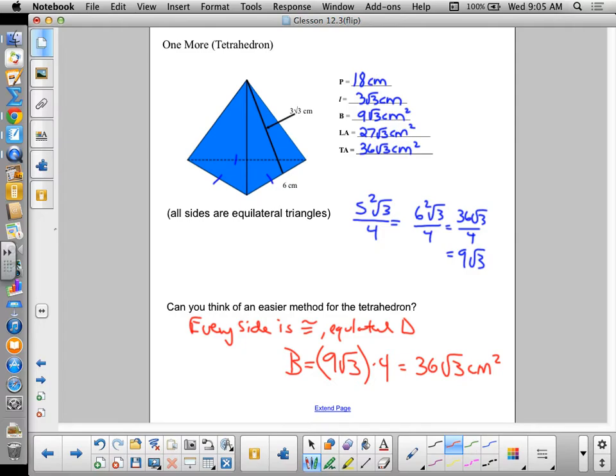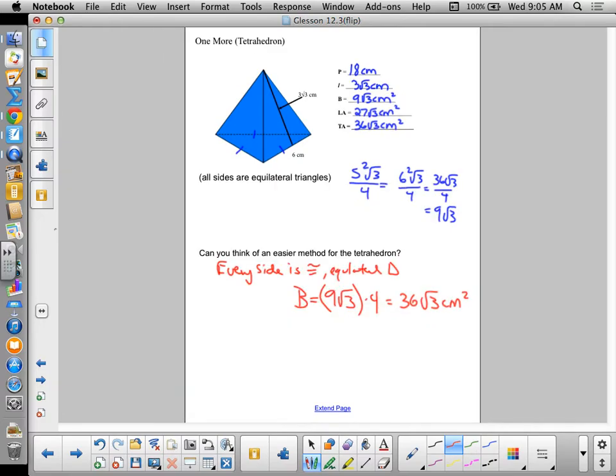Really, what it comes down to, if you want a formula for the surface area of a tetrahedron, it's just side squared root 3. Because divided by 4 and times 4 cancels out. That's our formula for the surface area of a tetrahedron. You do not have to memorize that. That will not be on the test. But for some people who like formulas, that might be useful.